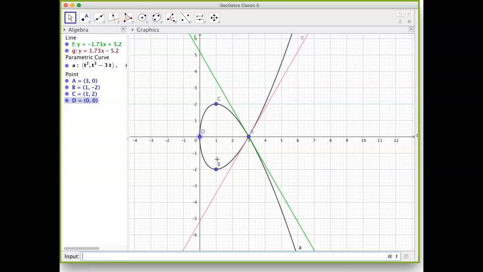Part D just says sketch the curve. We've already done that, so I think we're good. All right, any questions over that example?